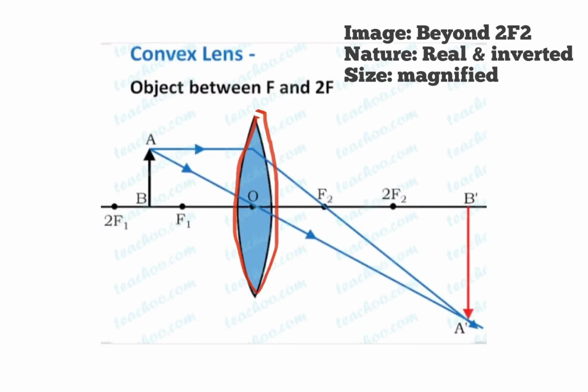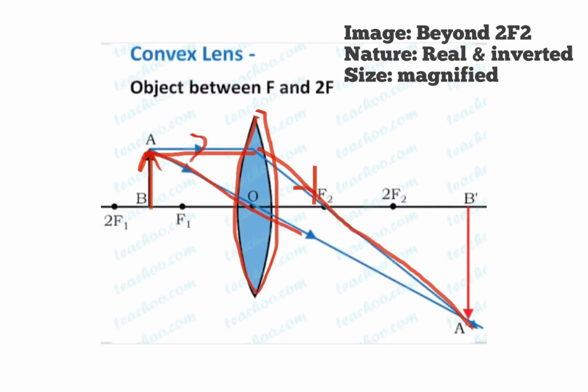So this is your convex lens. Object AB is placed anywhere between f and 2f. It is not necessary that it should be exactly between f and 2f. Consider the first ray parallel to principal axis. After refraction, it passes through f2.